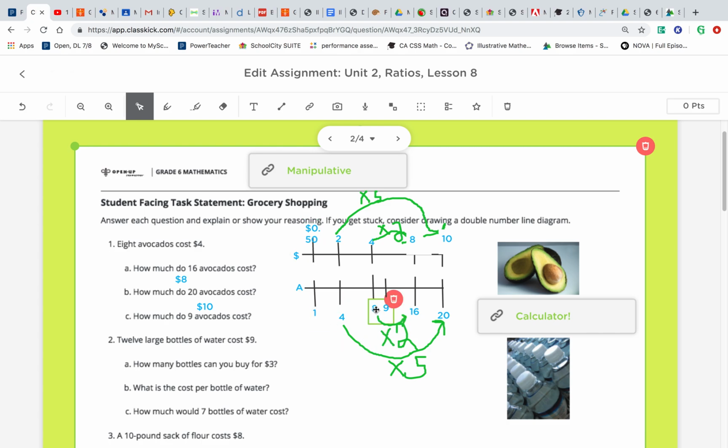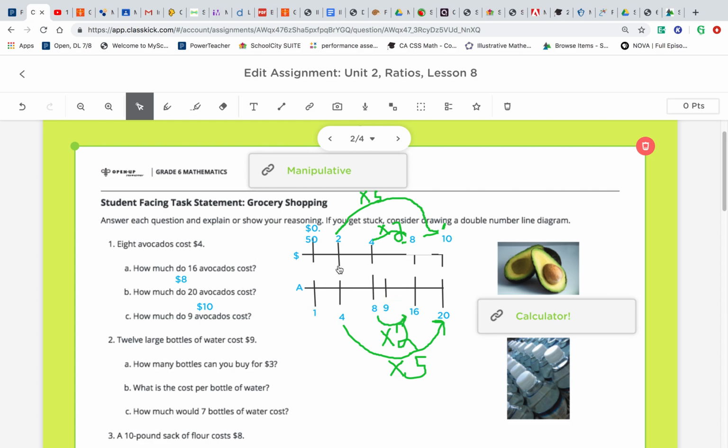I guess I should have mentioned this earlier: if we know what 8 costs, and then we know what 1 more costs, we can add the cost of 1 more onto whatever 8 costs. So we already said that 8 avocados cost $4. So we're going to get 1 more avocado, right? Instead of 8, we're going to get 1 more.